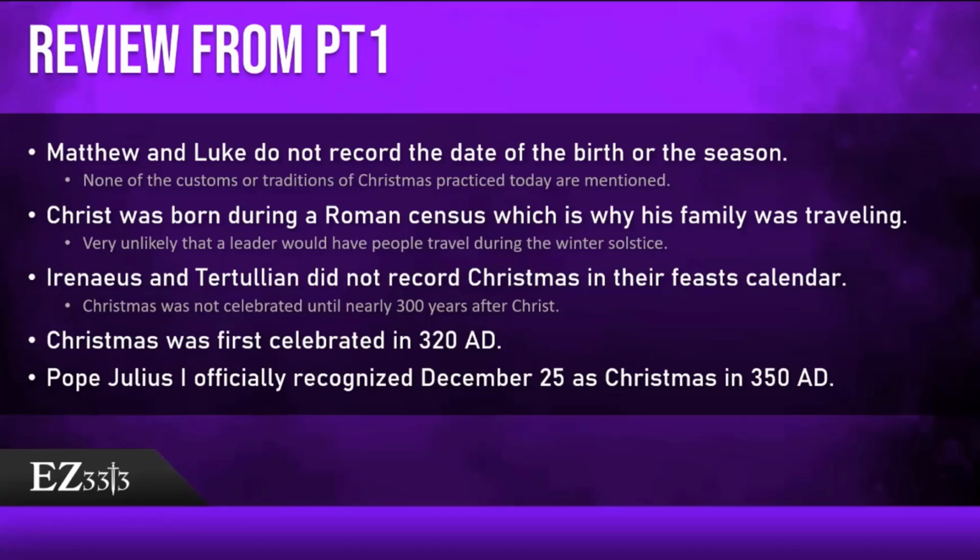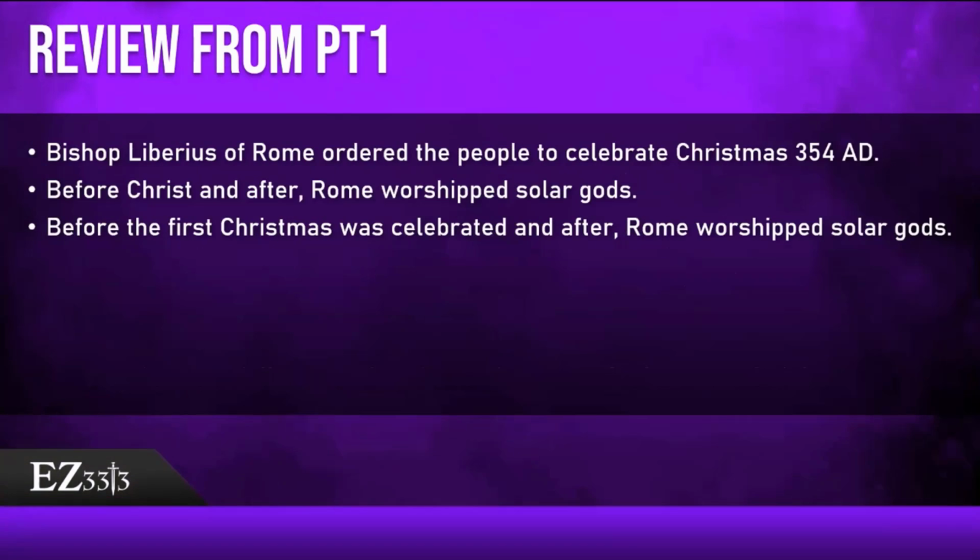Pope Julius I officially recognized December 25th as Christmas in 350. So remember, first we had a pope that recognized it, and then following that, it was commanded by the next pope, because Bishop Liberius of Rome ordered the people to celebrate Christmas in 354 AD. So you can clearly tell that if a bishop has to order you to celebrate Christmas, you clearly weren't celebrating it before. Before Christ and after, Rome worshipped solar gods.